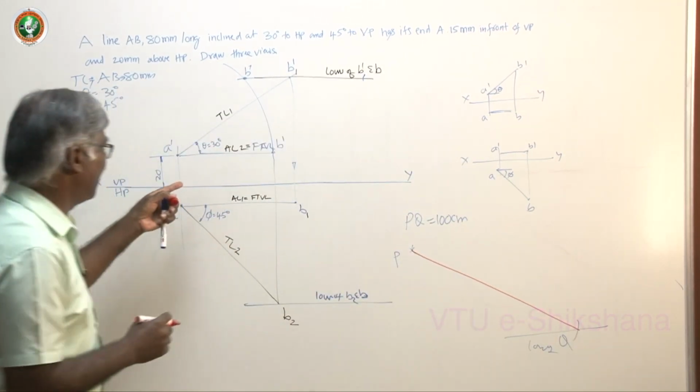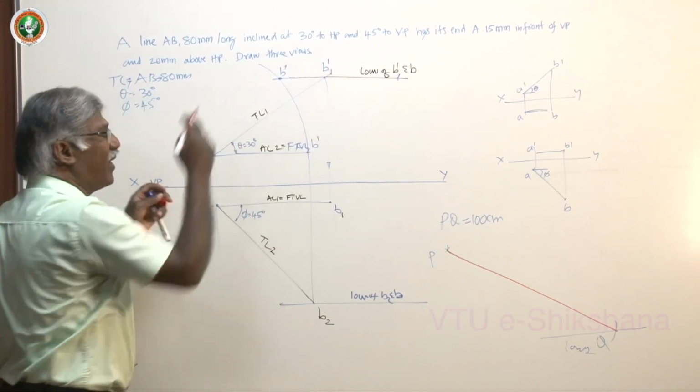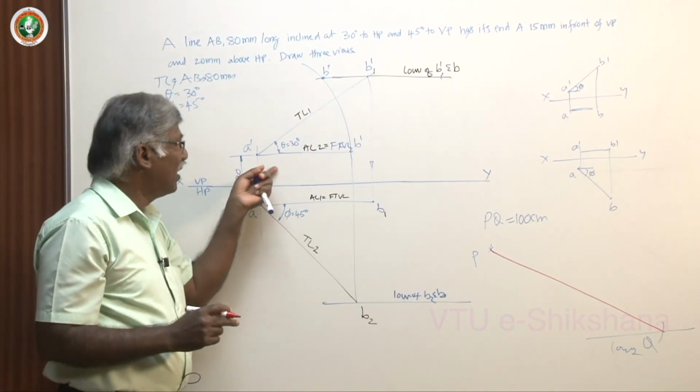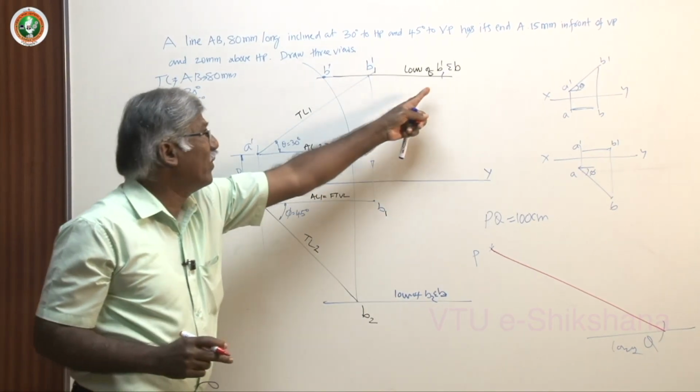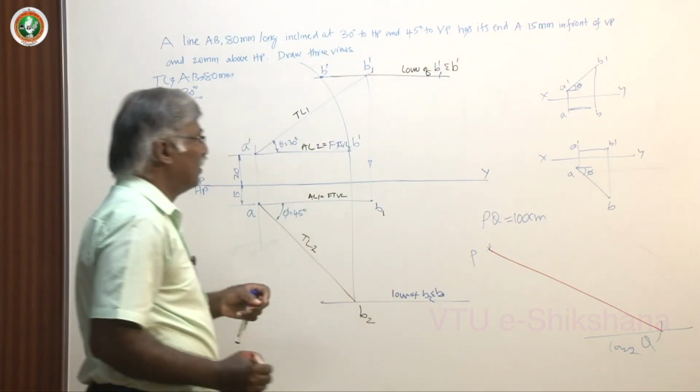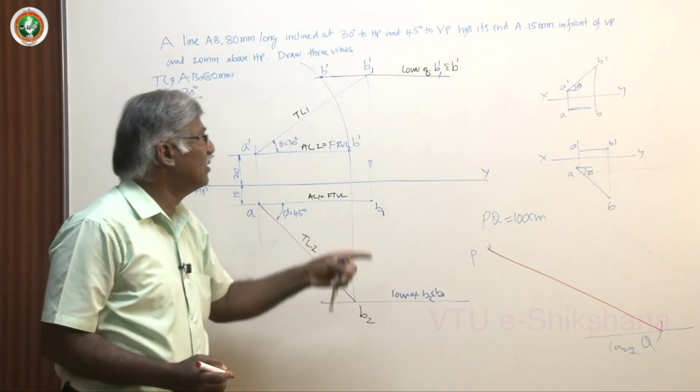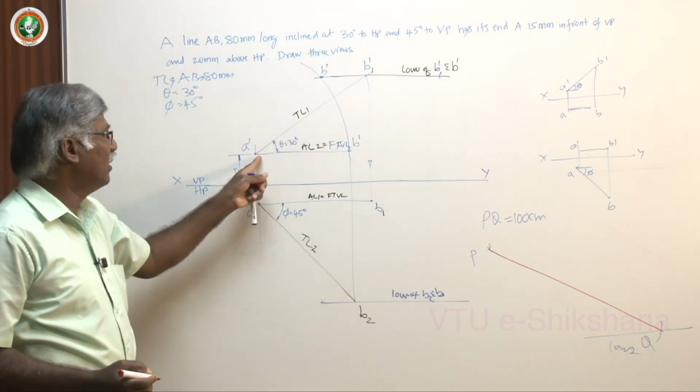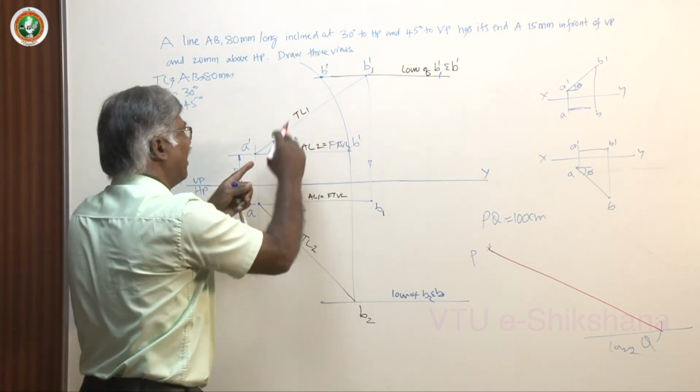We are working the same way here. I know the final front view length, I know the fixed end, I know the locus of final B dash. This is B dash actually. B1 dash and B dash. Then you take this radius and draw an arc.